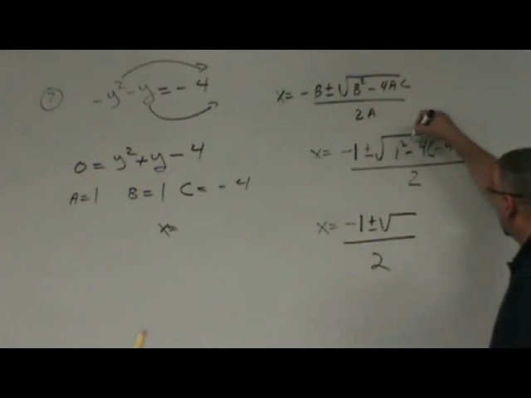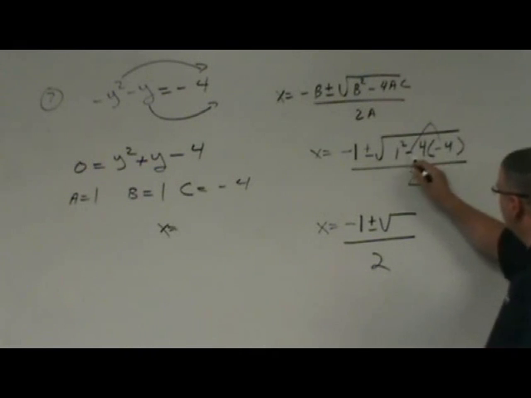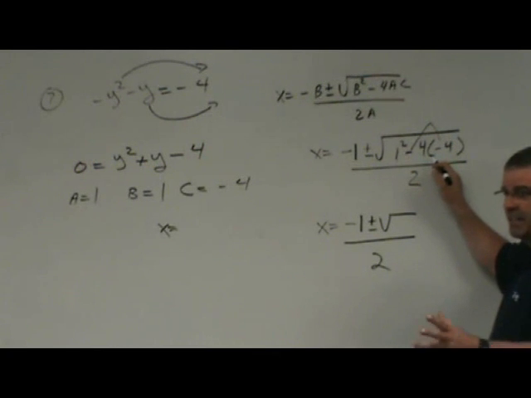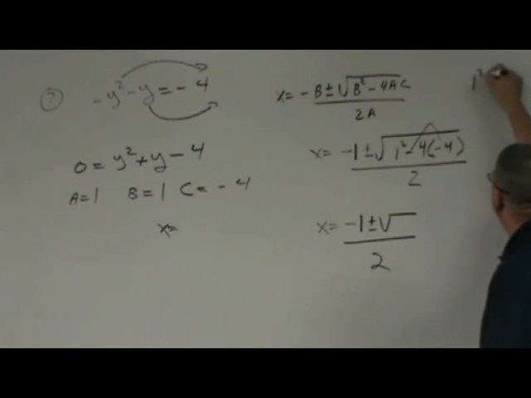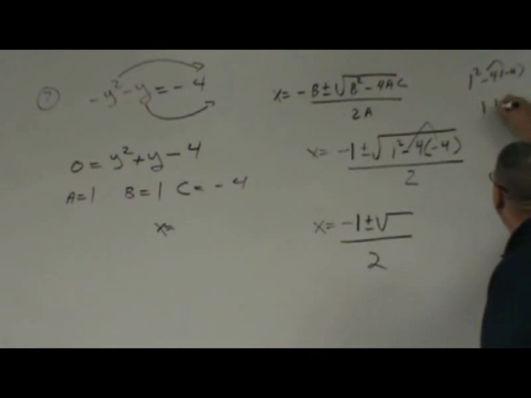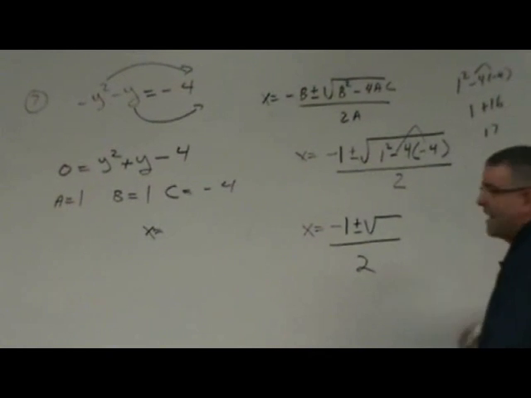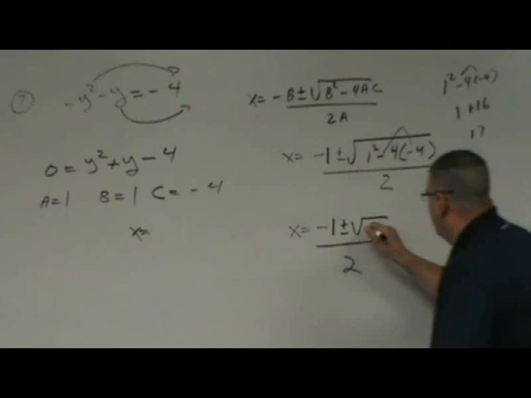I thought you were pointing just to 4. I'm doing this right here. So that's negative 16. No, positive 16. So we're going to end up with this: 1 squared minus 4 times negative 4. That's 1 plus 16, which is 17. Correct?